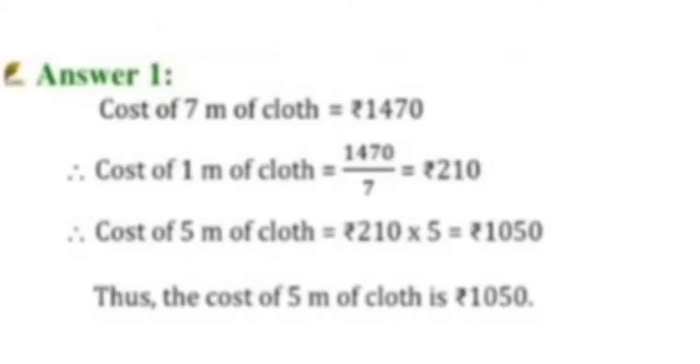So here the cost of 7 meter cloth is given, rupees 1470. So the cost of 1 meter cloth is rupees 1470 divided by 7. This will come 210. Now we have to find the cost of 5 meter cloth. So 210 into 5 will come 1050. It means the cost of 5 meter cloth is rupees 1050.